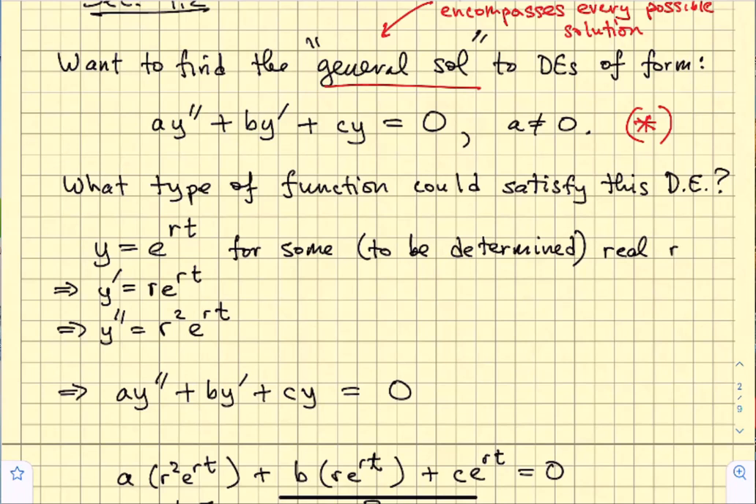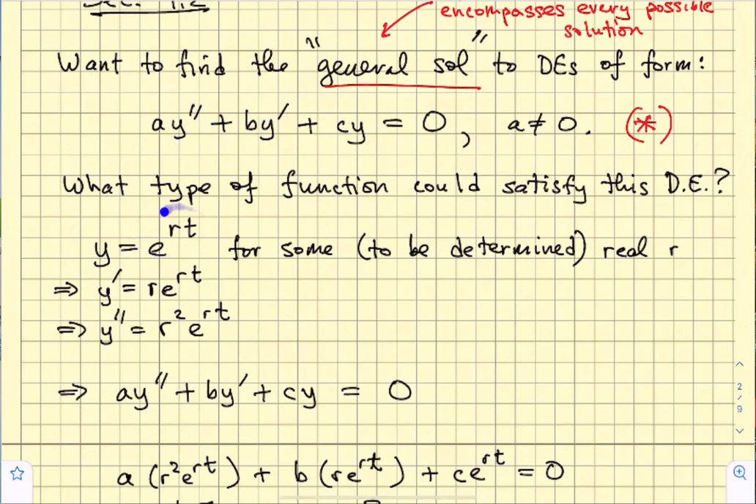So the people that came before us said, why don't we look for a solution of the form e^(rt) for some yet to be determined real number r. Here t is our variable, and r is just a number that we don't know yet. If this is really going to be a solution, as we did in the first few sections of chapter 1, then when we plug it back in, we must get a true statement. So in preparation, let's calculate y' and y''.